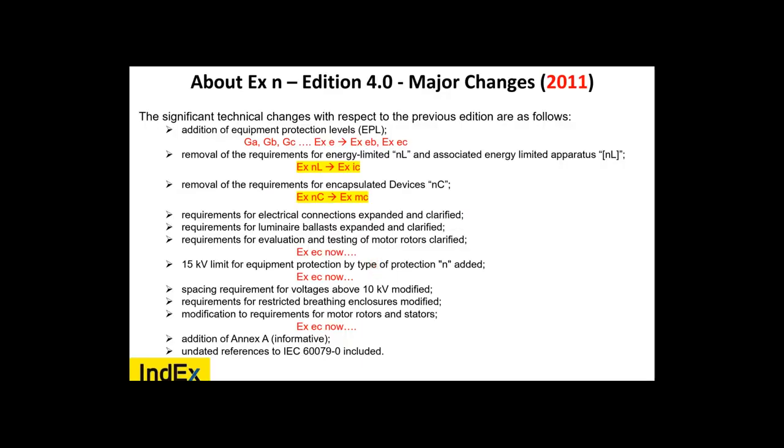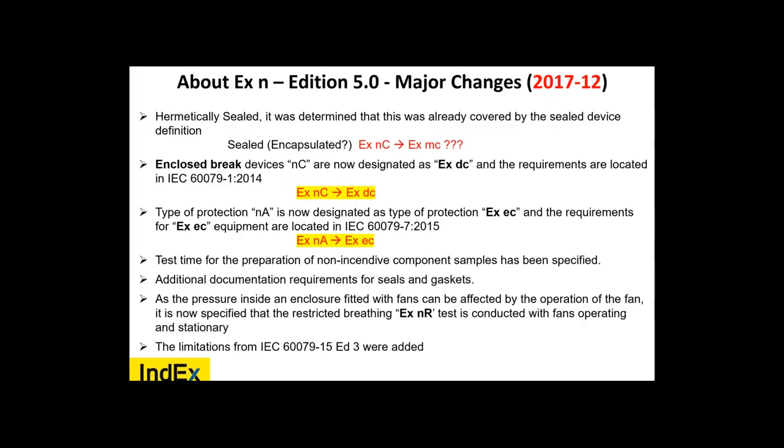Okay, next slide. So just remember, in 2011, we removed NL, which became IEC. Encapsulated type NC became MC. And in 2017, NC enclosed break became DC. EXNA became EC. It's the construction of it that you need to pay attention to.